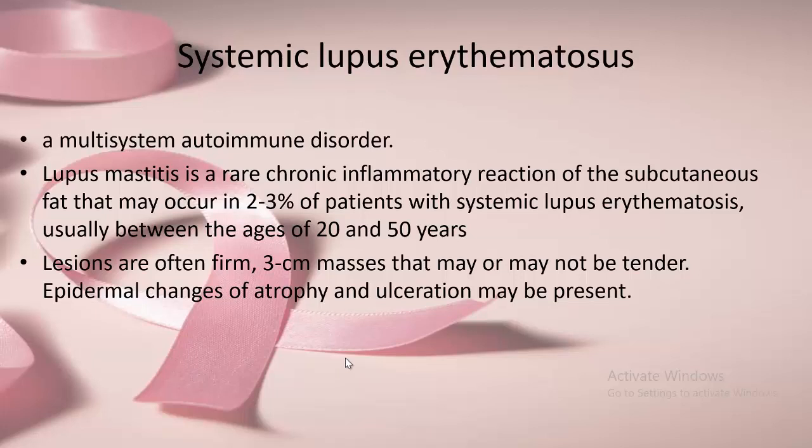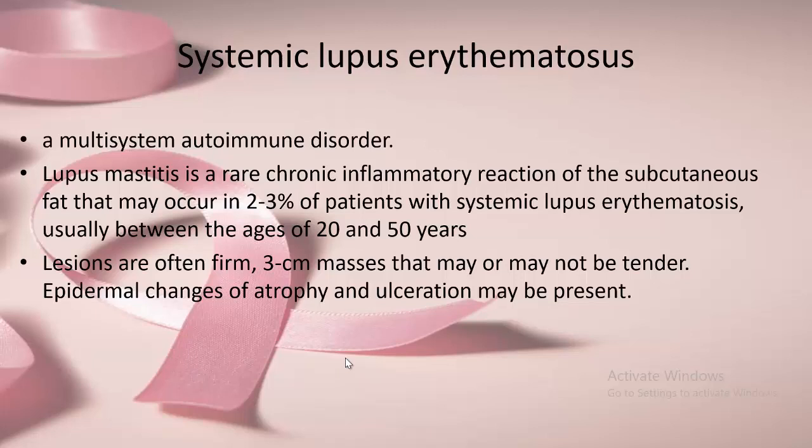Systemic lupus erythematosus. Systemic lupus is also a multi-system autoimmune disorder. It is a rare chronic inflammatory reaction of the subcutaneous fat, which may occur in 2 to 3% of cases, known as lupus mastitis. Lupus mastitis is a chronic inflammatory reaction of the subcutaneous tissue.